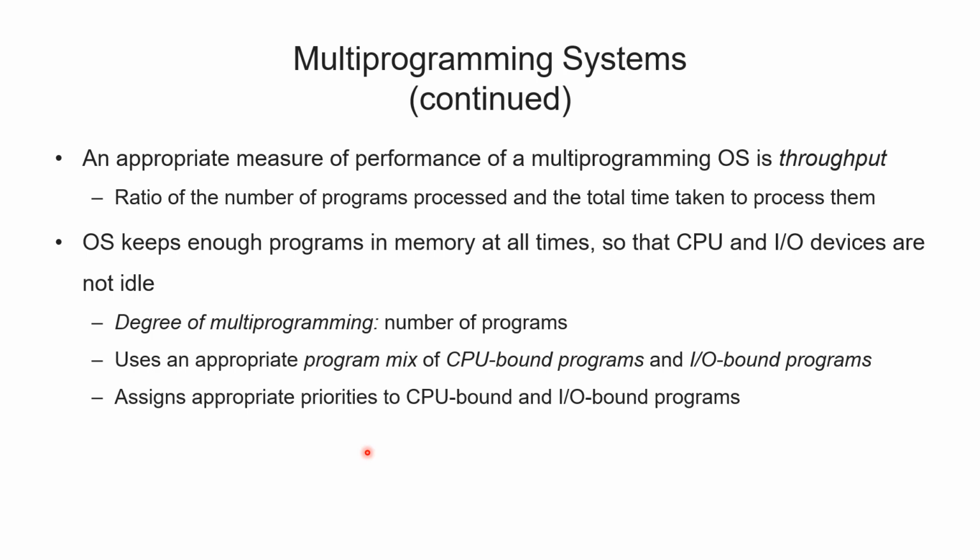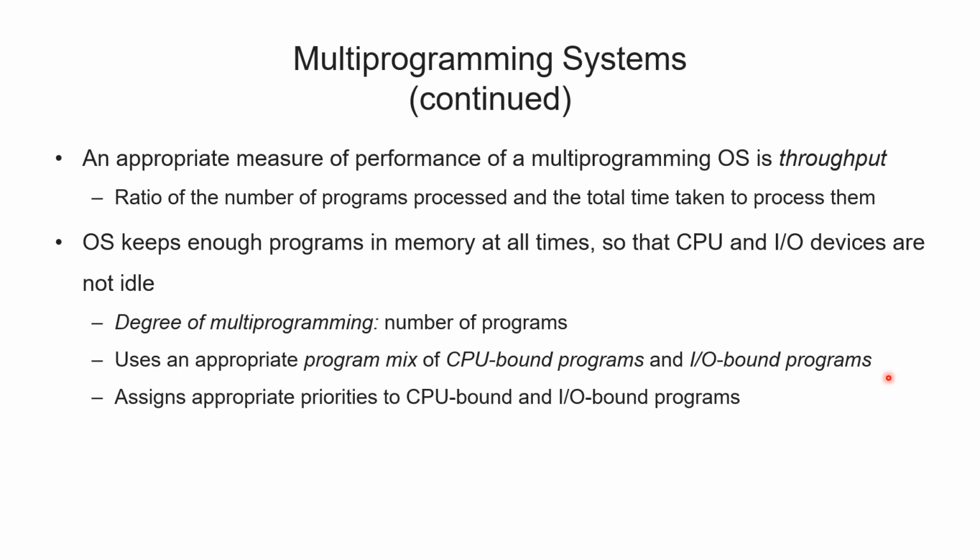to achieve good user services and efficient usage of resources, we are going to use an appropriate program mix of CPU bound programs and IO bound programs. To achieve that we are going to use two techniques. What are the two techniques? The first is the appropriate program mix. So what is the appropriate program mix?